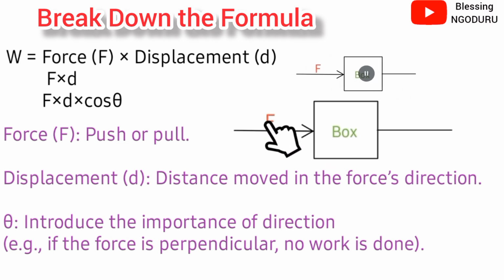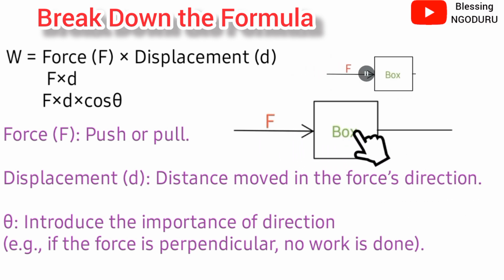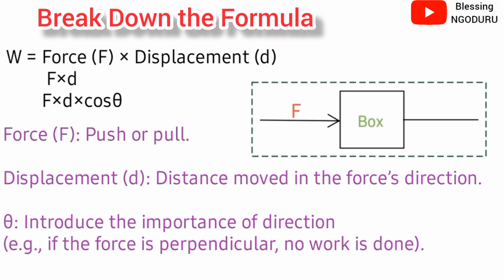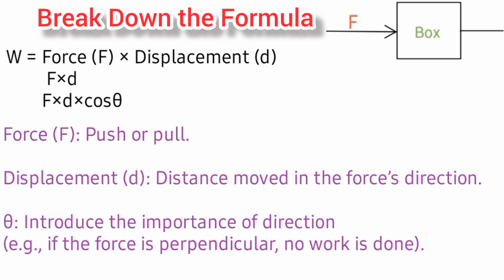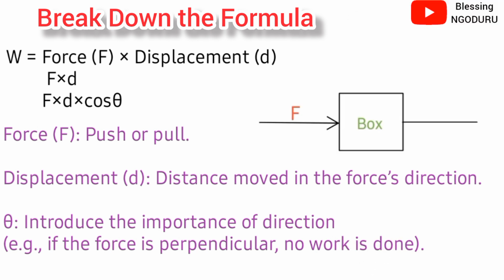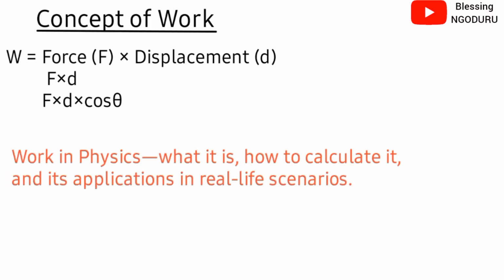We could see the force here. Of course, the movement is in the direction of the force. Theta here introduces the importance of direction. For example, if the force is perpendicular, no work is done. That is, we have our force here. If the movement happens to be in the opposite direction, then no work is said to be done, because for work to be done, the movement has to be in the direction of the force. Now we have a broader idea of what work is. Now we'll proceed to how to calculate work.